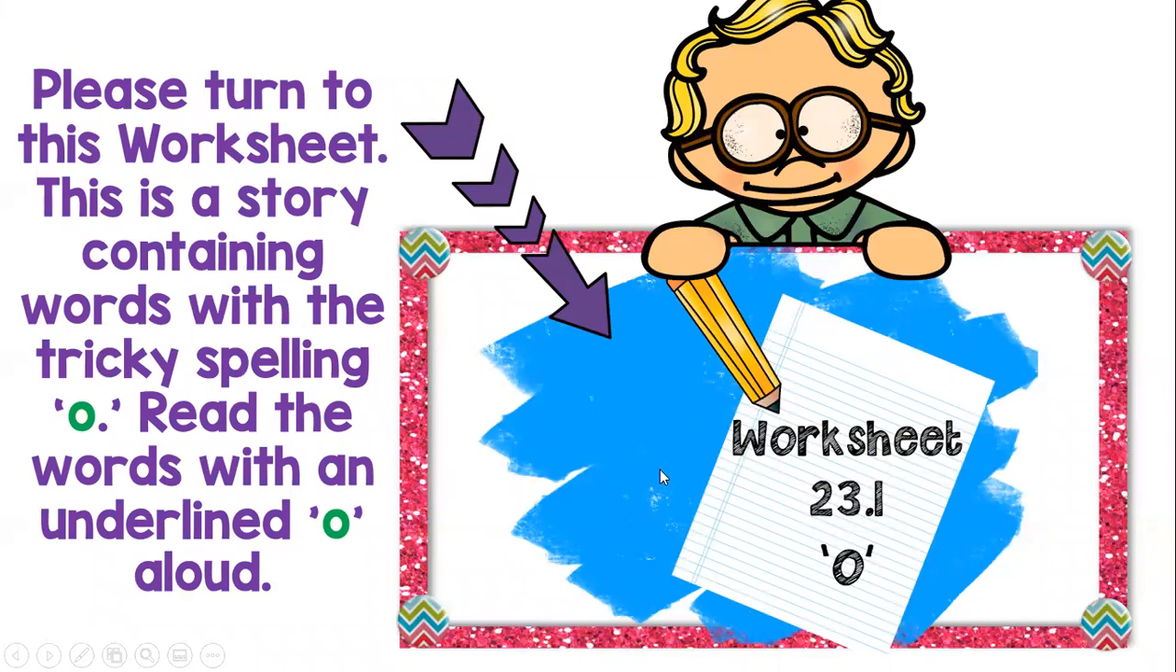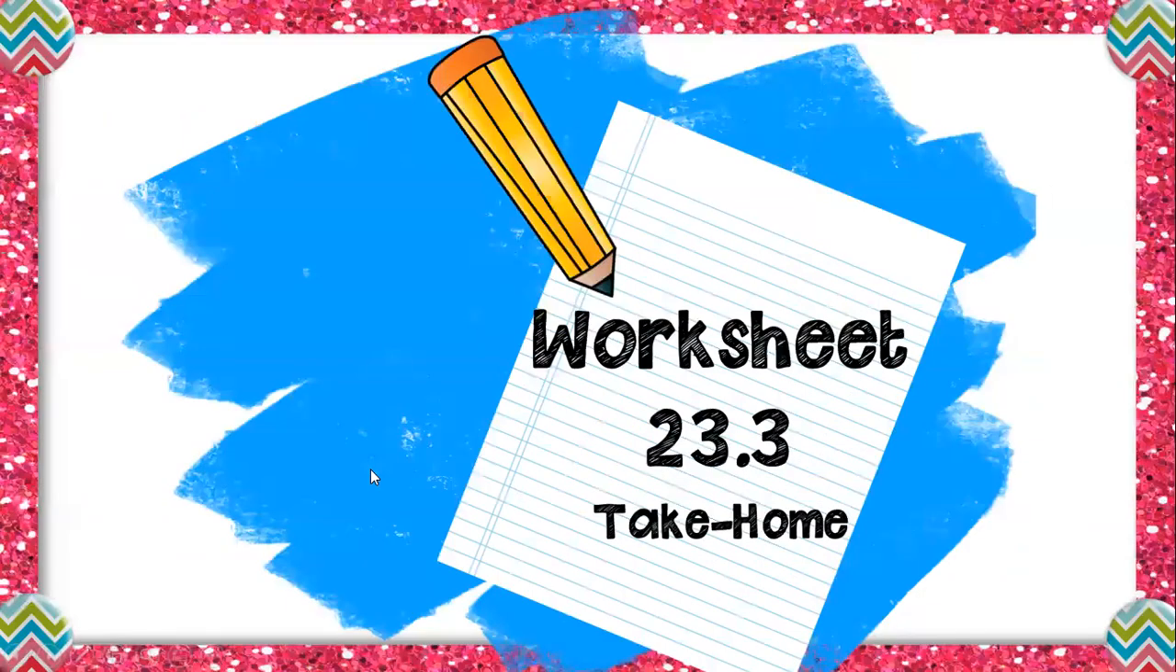Now you're going to complete workbook page 23.1, which is page 143. No, excuse me, it's 137. And you're going to complete workbook page 141, which is the take-home sheet for 23.3. But you're doing the same thing. You're putting those O sounds, this tricky spelling O, in the correct categories.